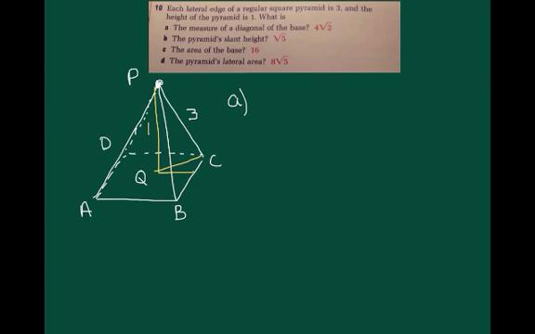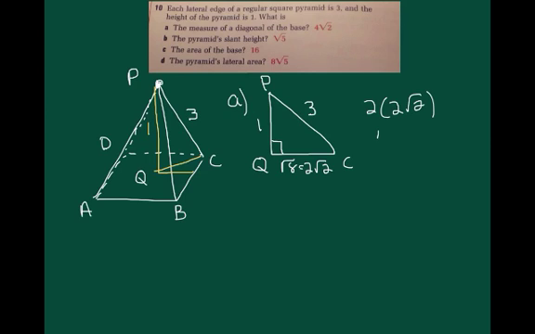A asks us for the measure of the diagonal of the base. Well, QC is clearly going to be involved in that. So I'm going to use triangle QPC, with P being the vertex. PQ is my altitude, so that's 1, PC is my lateral edge, so that's 3. And then, since the altitude meets the base at right angles, I have a right triangle. And so, by the Pythagorean theorem, QC is going to be the square root of 8, or 2 root 2. Now, if I double that to get the entire length of the diagonal, I'll get my answer, 2 times 2 root 2, which is, of course, 4 root 2.